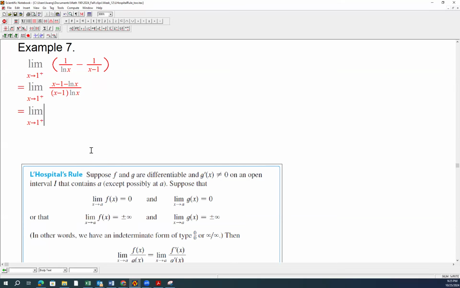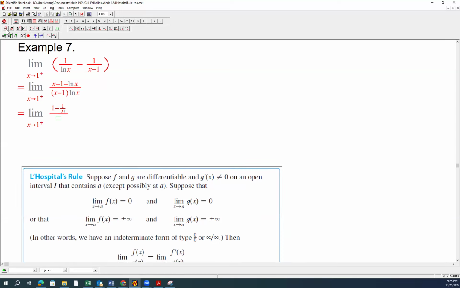Differentiate the top. Okay, so we take a derivative of x minus 1 minus ln x. Derivative of x equals 1. The derivative of 1 is 0. The derivative of ln x is 1 over x. The denominator, how do we find the derivative of the denominator? Well, product rule. Product rule, we treat it as this number multiplied by the other one. We can call this f, this g, right? So that's going to be this piece plus that piece, right?